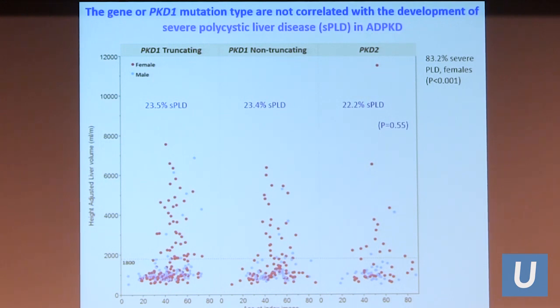In this study at Mayo, we were able to show the proportion of those patients in PKD1 non-truncating, truncating, or PKD2 was actually equivalent within our population. So it seems that genotype is playing a less clear role in whether a patient has developed severe PLD.